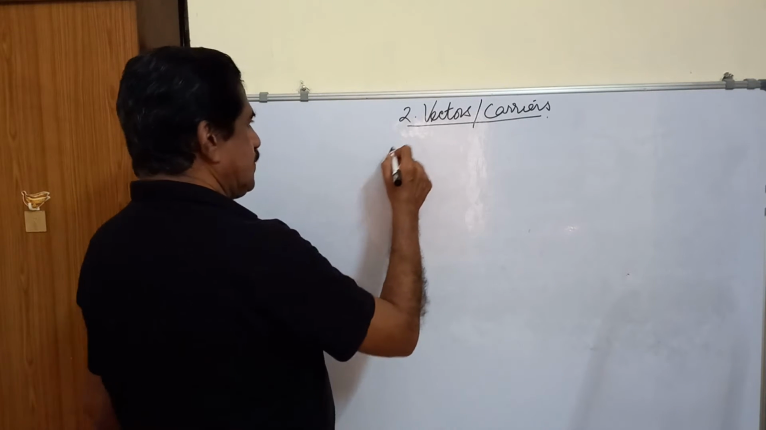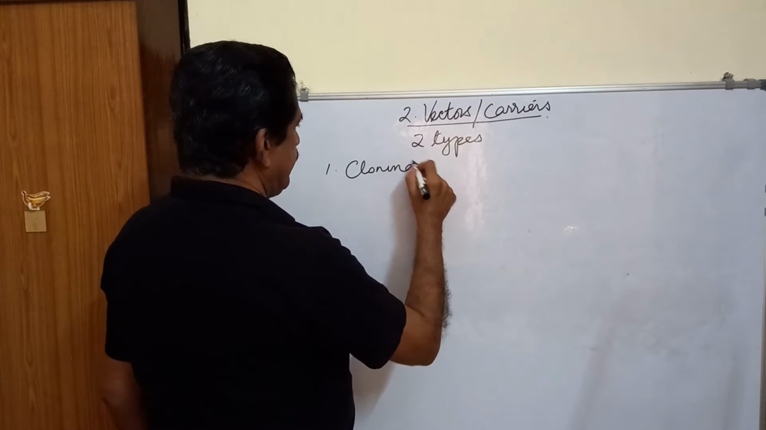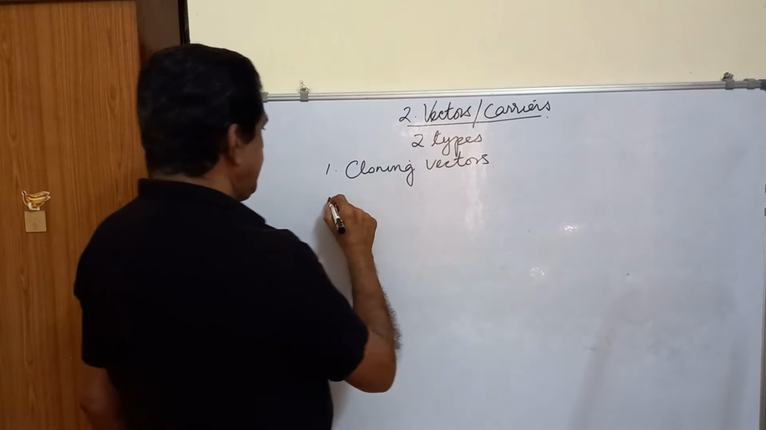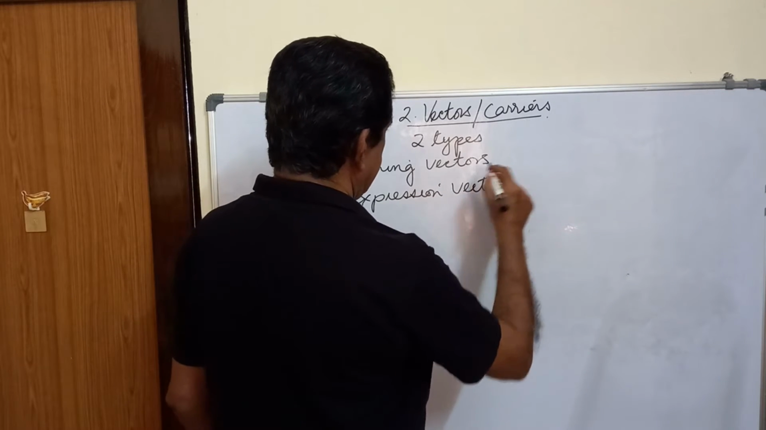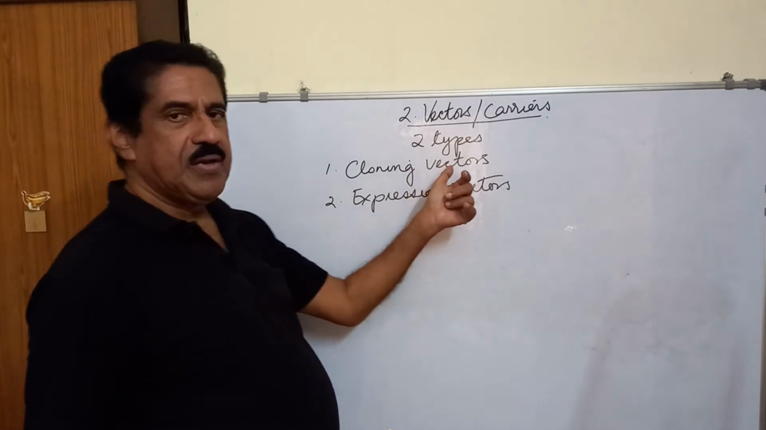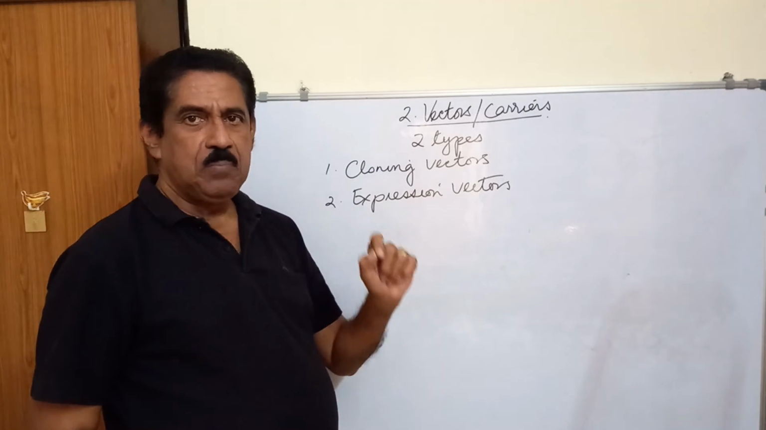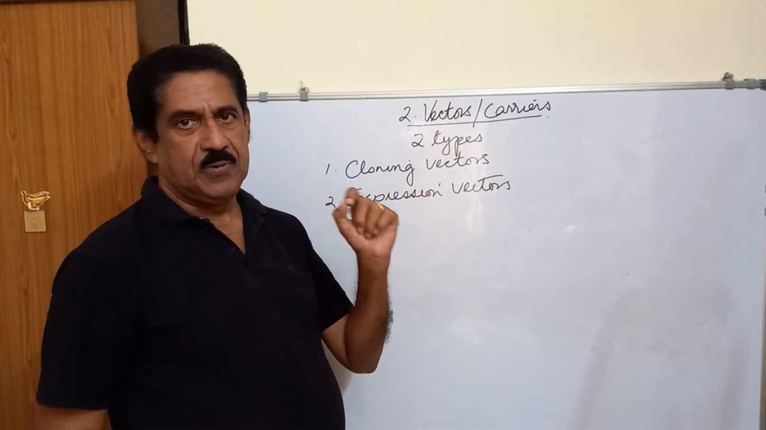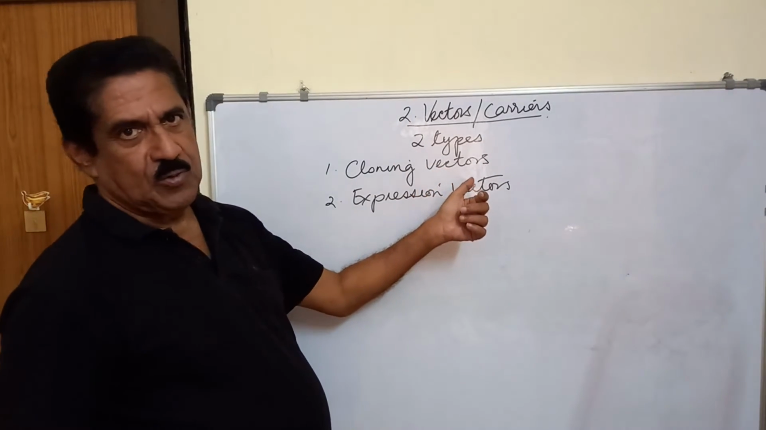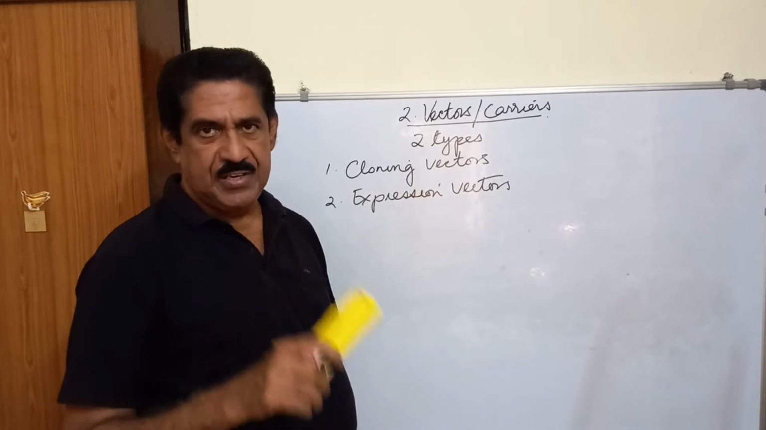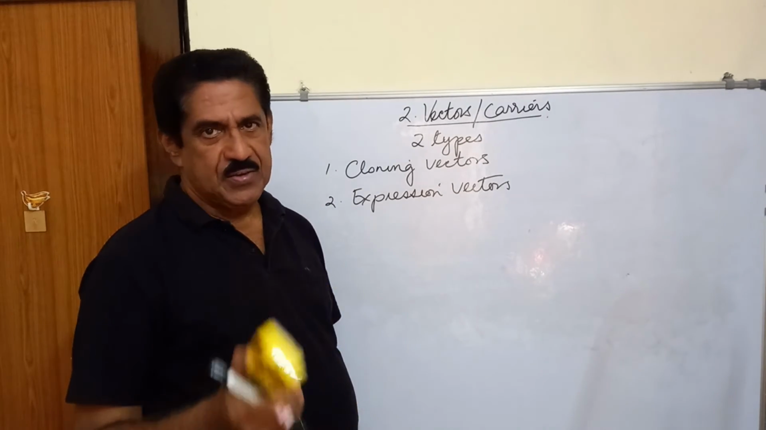There are two types of vectors. One is cloning vectors. Second is expression vectors. Now, cloning vectors are used to make multiple copies of DNA. In the second step of genetic engineering, which is called amplification of the gene, we are making multiple copies of DNA. So, we use cloning vectors to make multiple copies of DNA. An alternative is polymerase chain reaction. Expression vectors are used to transfer genes into various organisms.